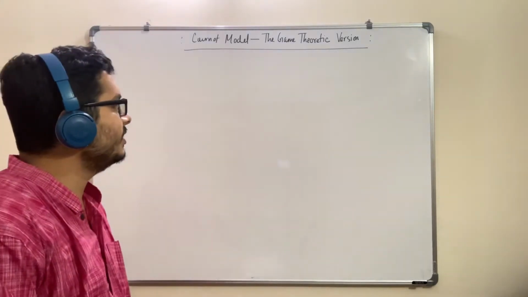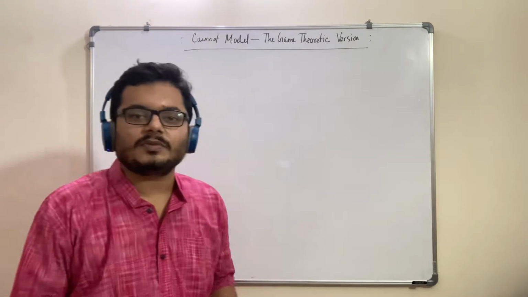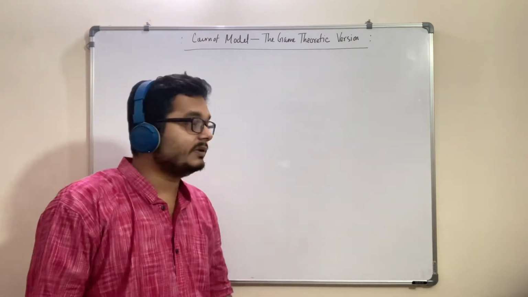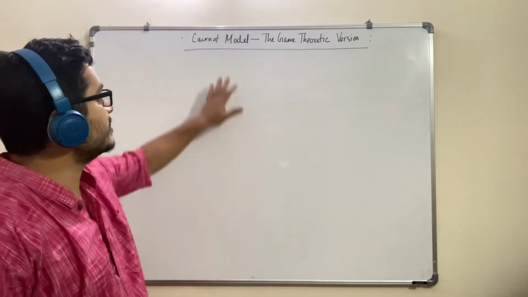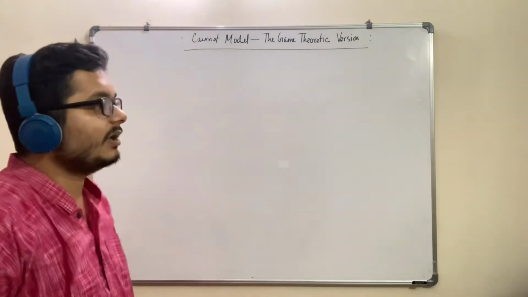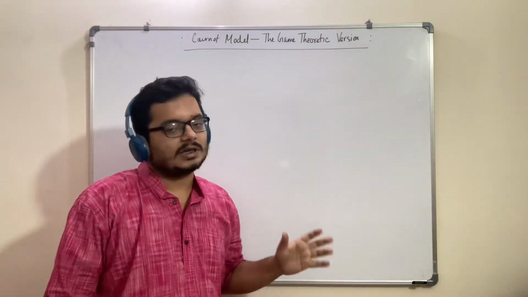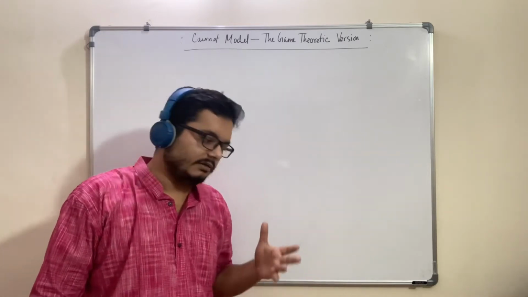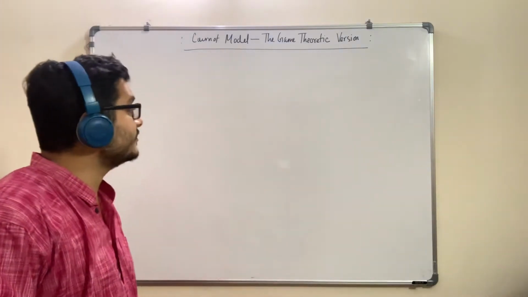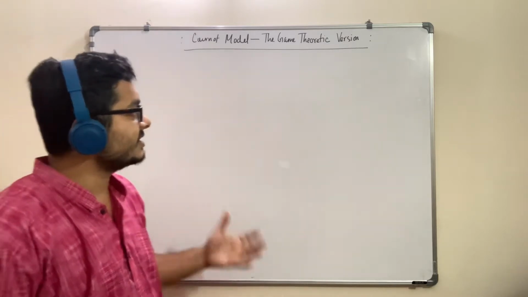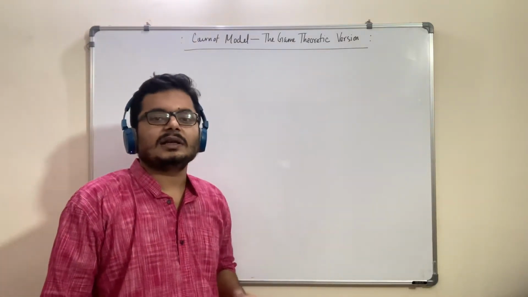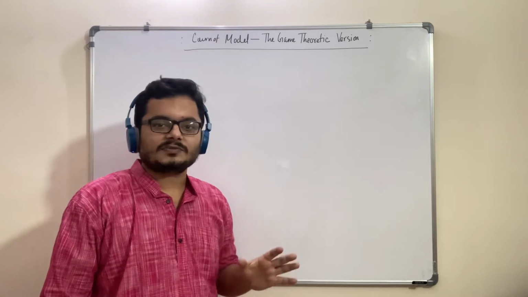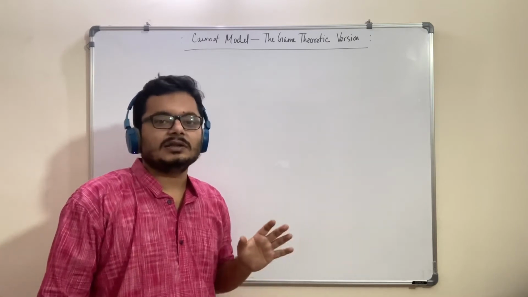Today we reach probably the most interesting part of the Cournot model. We are going to discuss the game theoretic version. Obviously, as I said in the first class, it's not very different from the model that we discussed in the first class, but the analysis is different, and it is different in only one aspect, and that aspect is the equilibrium.